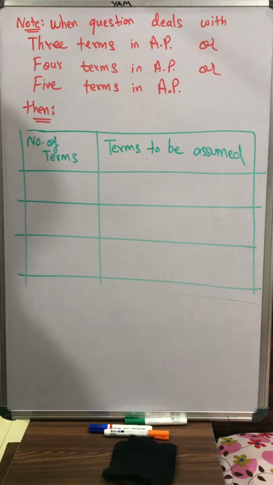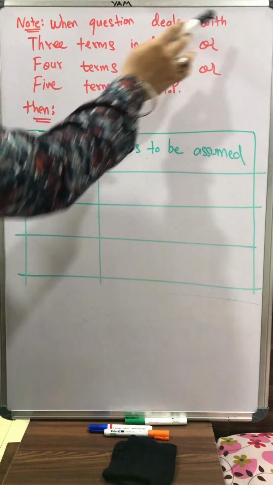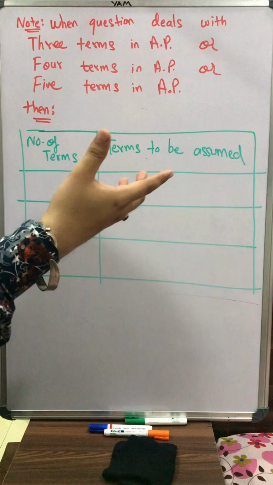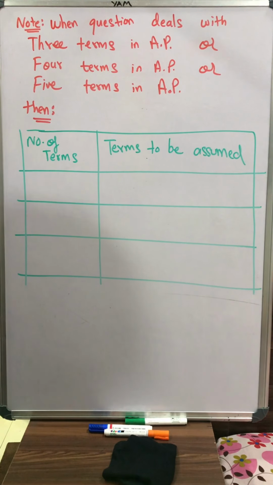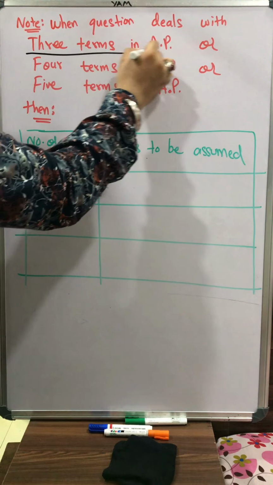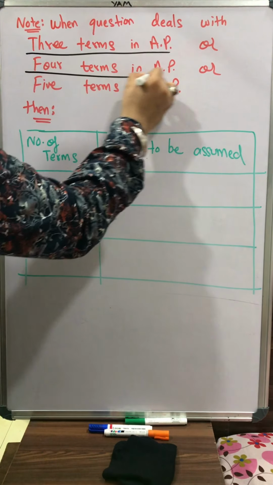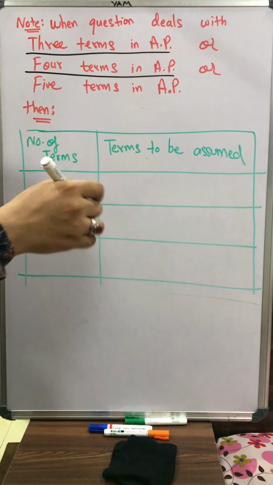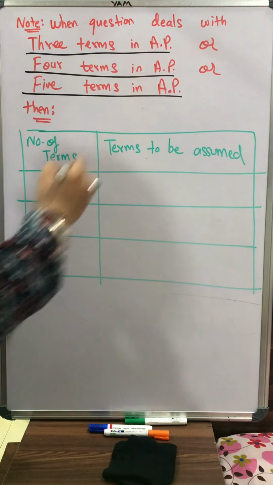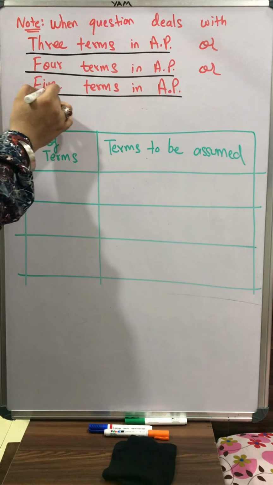Before starting this lecture, students, I'll be giving you a very important note. Please pay attention to this note carefully. When you come across terminology in a question that tells you there are 3 terms in AP, or 4 terms in AP, or 5 terms in AP, as far as your syllabus is concerned, they will only go up to 5.